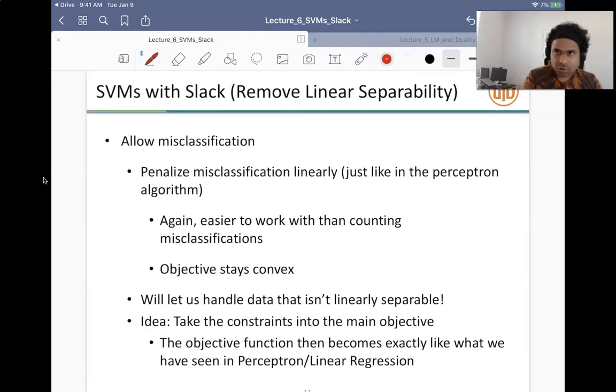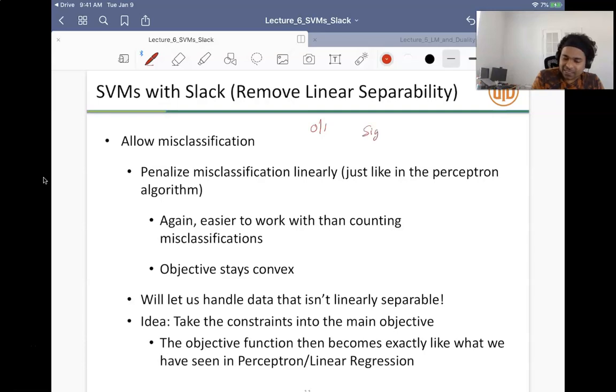Okay, so now I think we are at the right time to talk about SVMs with slack. We're going to remove the linear separability assumption. The simplest way to do this is to actually allow for misclassification. And just like the perceptron algorithm, we can penalize the misclassification linearly, right? Now, of course, this is going to be much easier than counting misclassification. If you remember the 0-1 loss, we were basically counting the misclassification.